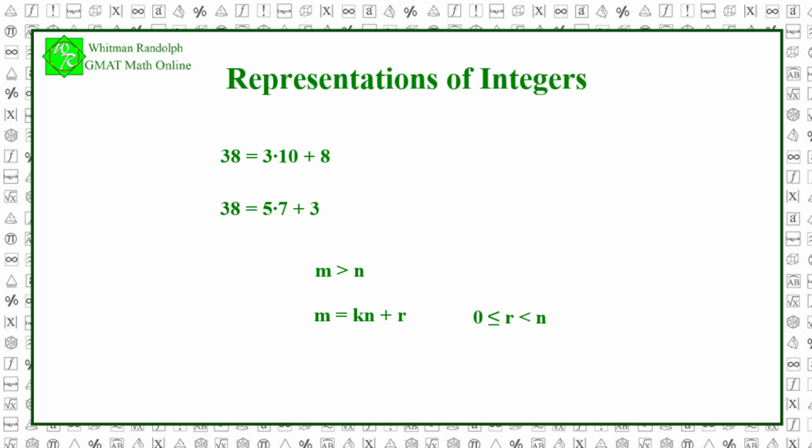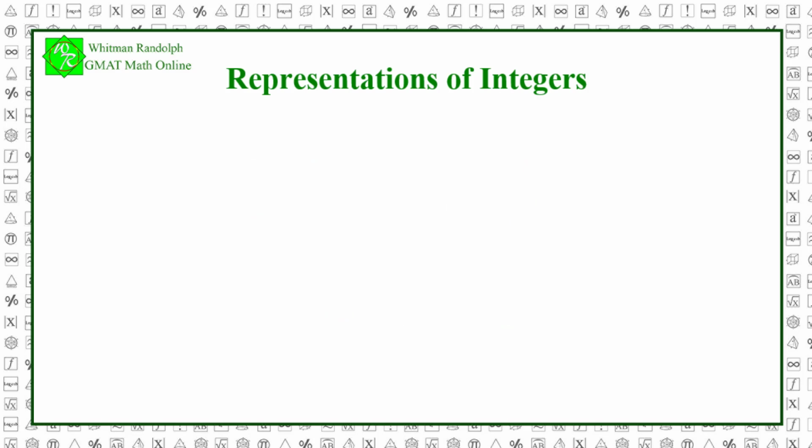Let's look at our two examples again. We'll take m as 38 and n as either 10 or 7. Then in the first case, k equals 3 and r equals 8. And in the second case, k equals 5 and r equals 3. Or, to look at it differently, in the first case, the multiple is 30 and the remainder is 8. And in the second case, the multiple is 35 and the remainder 3.